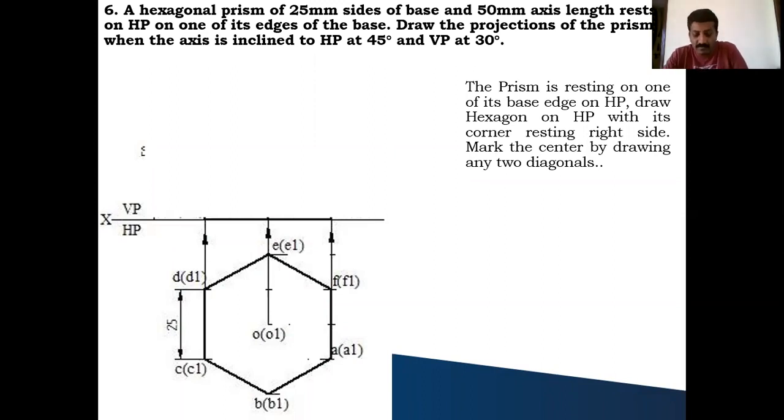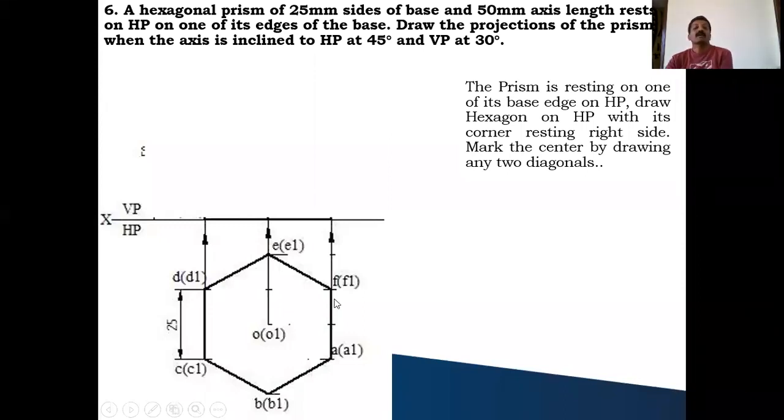So since he has given the hexagonal prism of 25 millimeter base, and it is resting on one of the edges of the base on HP, in the top view you draw the hexagon such that any one of the edges should come to the right side of you. You can use the circle method: draw a circle such that any one of the edges should come to the right side of you.